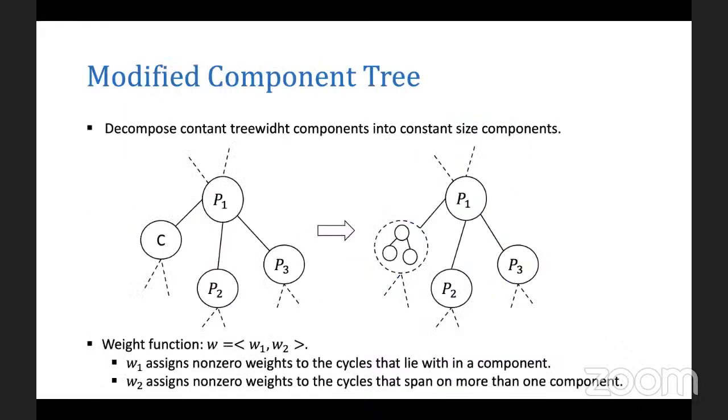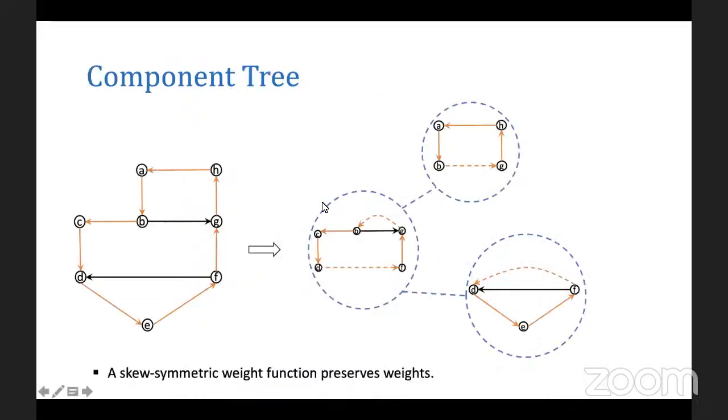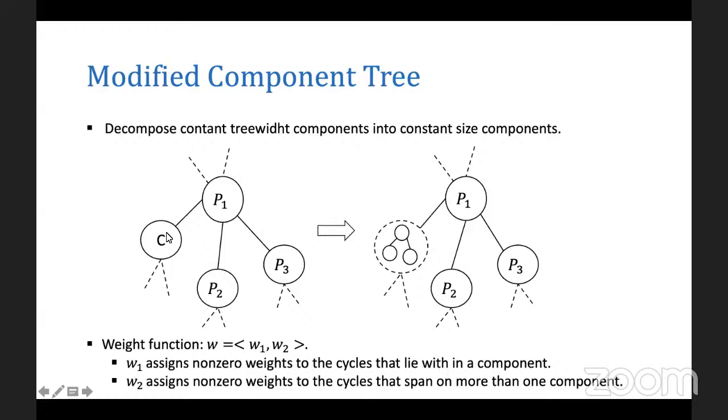Now, we call this tree the component tree of the graph. We replace each constant tree width component in the graph by its own component tree, wherein all of the components are of constant size. So finally, we get a component tree in which each component is either planar or of constant size.